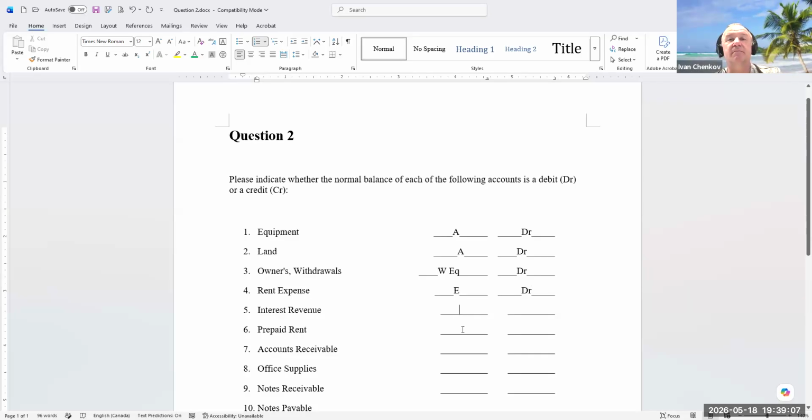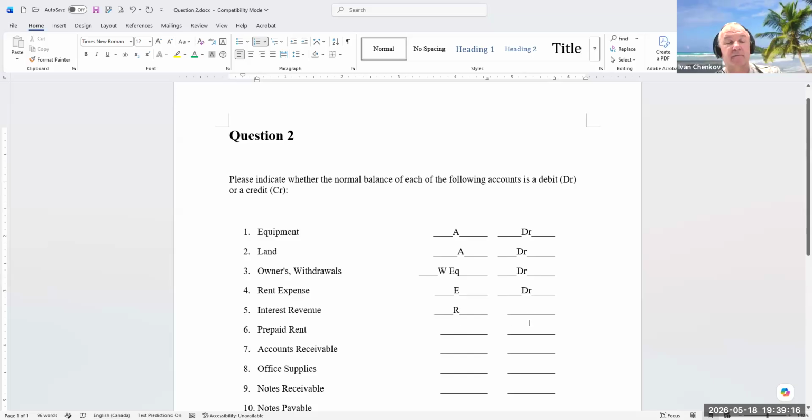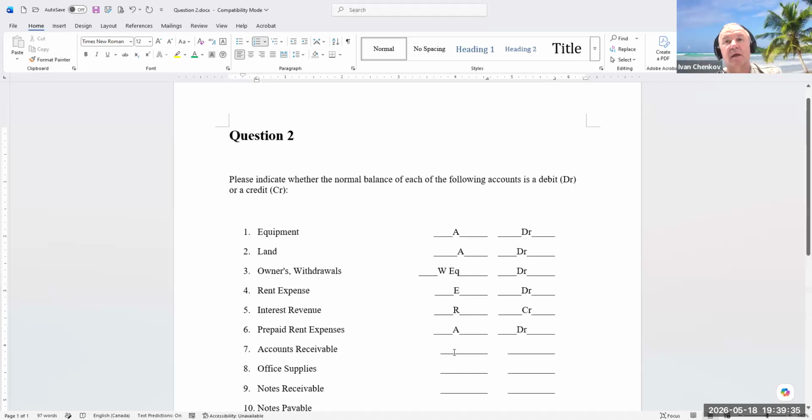Revenue, interest revenue. It's revenue and a credit. Correct. So what I want you to remember at this point: revenue, always credit; expenses, always debit. Prepaid rent: asset and a debit, correct. Accounts receivable: asset and a debit, yes.